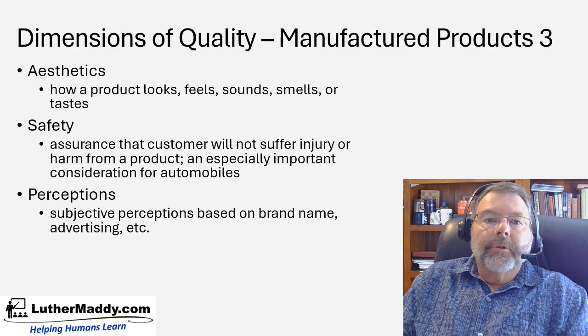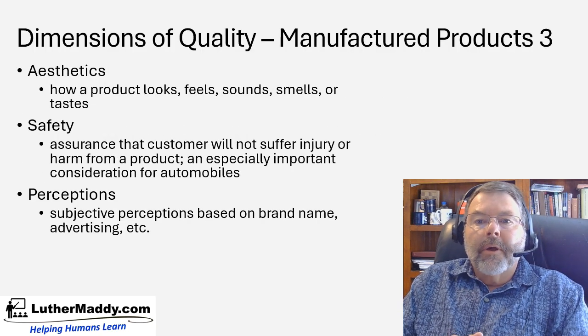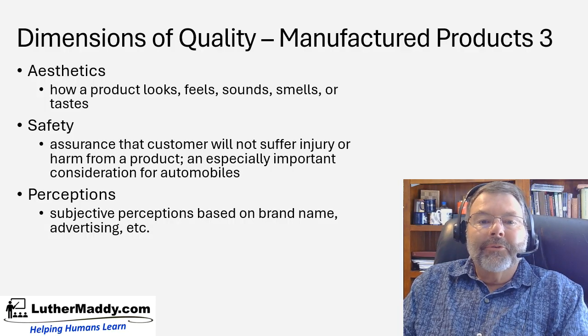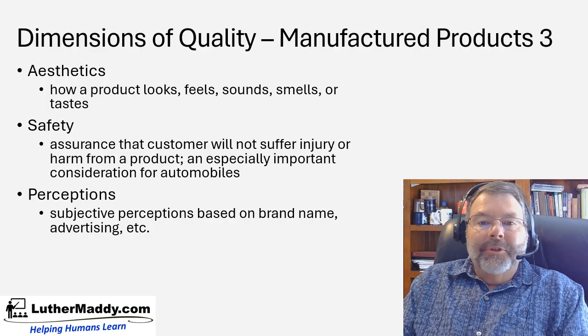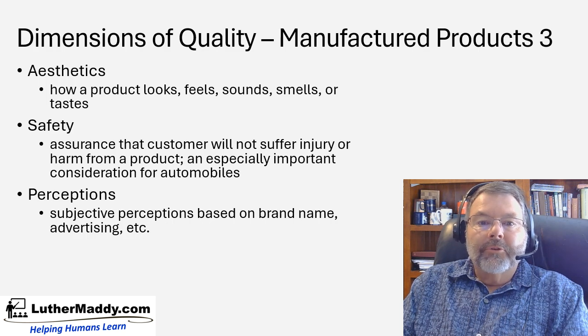Okay, finalizing the list of dimensions of quality for manufactured products, we end the list with aesthetics, how well the product looks, feels, sounds, smells, or tastes. Safety, is the consumer going to be safe in the product? That's very important with automobiles. Many products that you're probably aware of have been pulled off the market because they weren't safe. And then perceptions, and that's subjective perceptions based on the brand name, the advertising, and how consumers feel about the product.